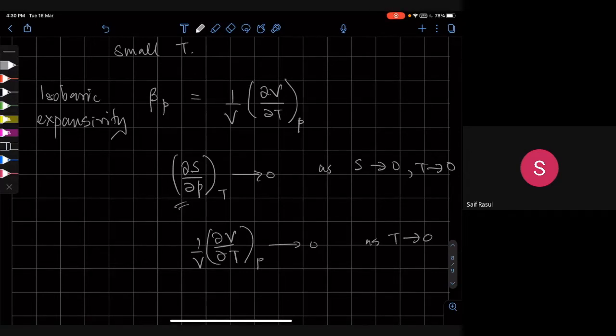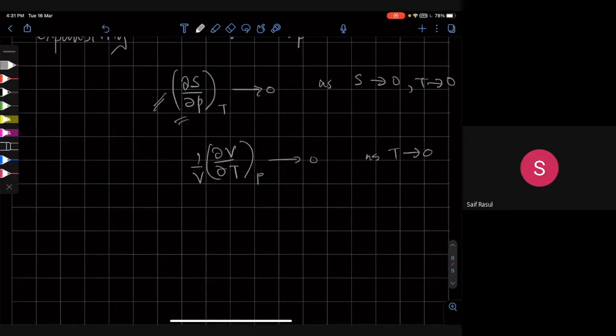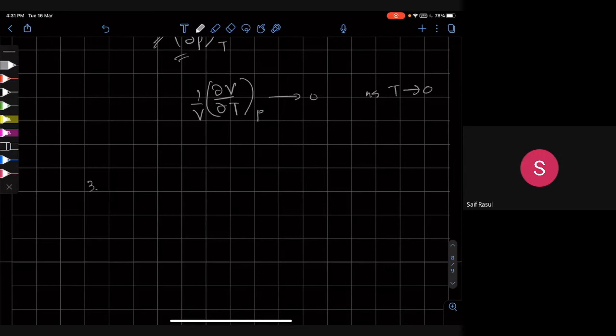So this is valid because S is going to 0. Okay, before I go there, let me just recap the number 3, which we already covered.